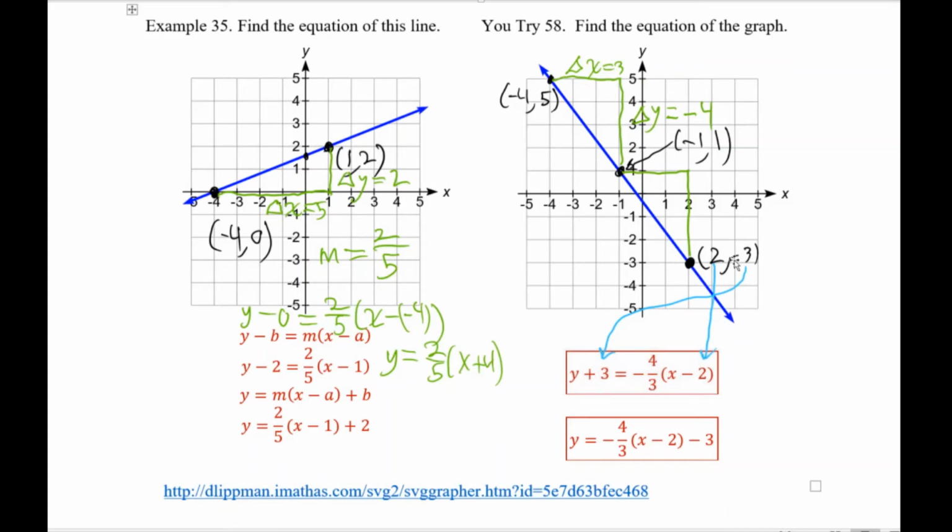Then I can choose any point. I'll choose this one. I'll replace my b with -3, so y minus -3 becomes y plus 3, and x minus a becomes x minus 2. I can also write this in the alternative point-slope form.